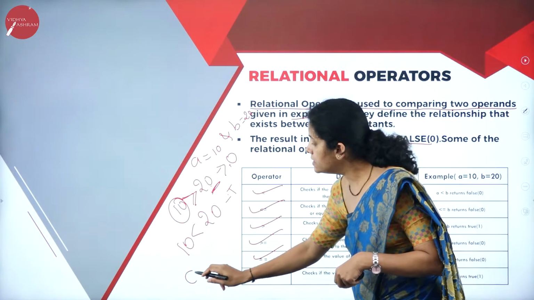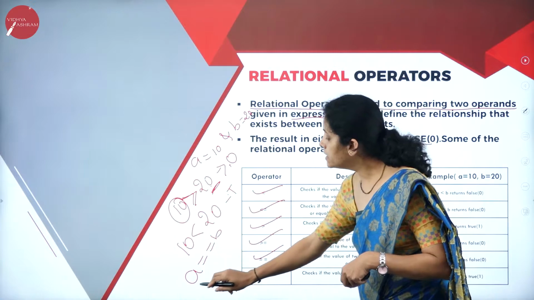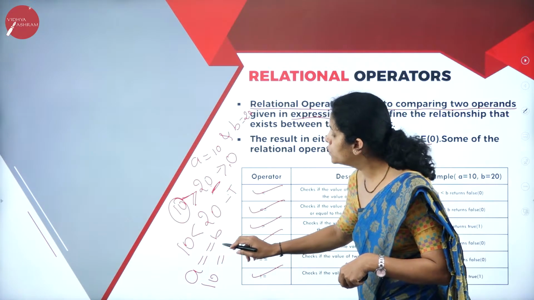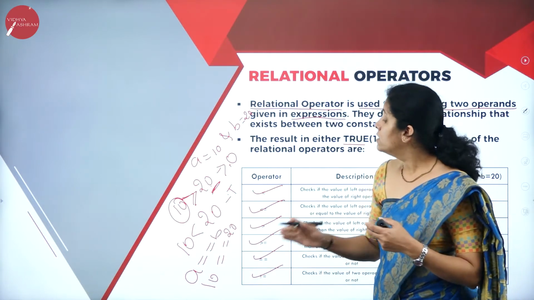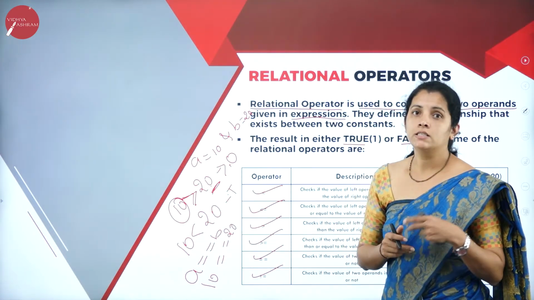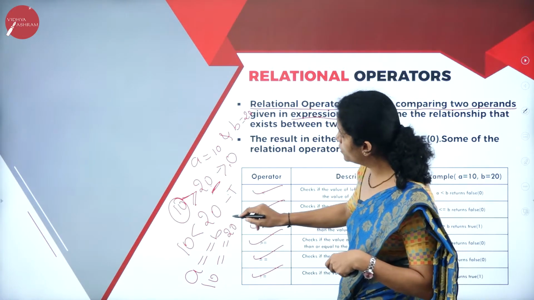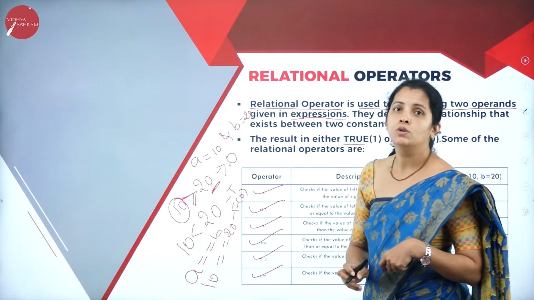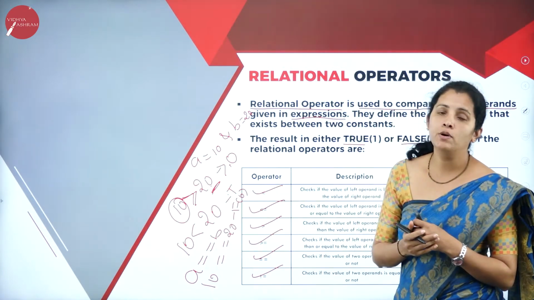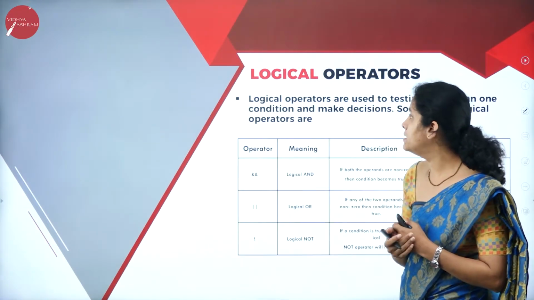And if I consider A equal to B, that is 10 equal to 20, it is false, because what is the A value? It is 10, and what is the B value? It is 20, and it is going to return false, that is nothing but 0. So this is the way you can check the relationship between the variables.